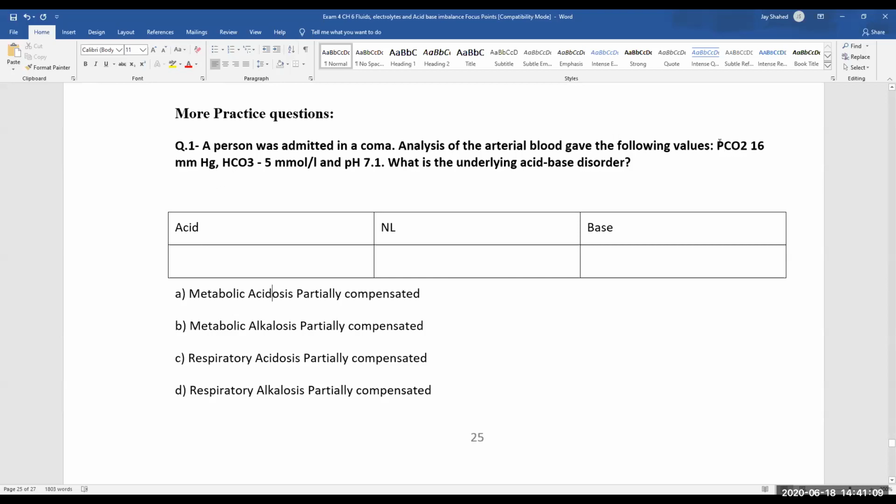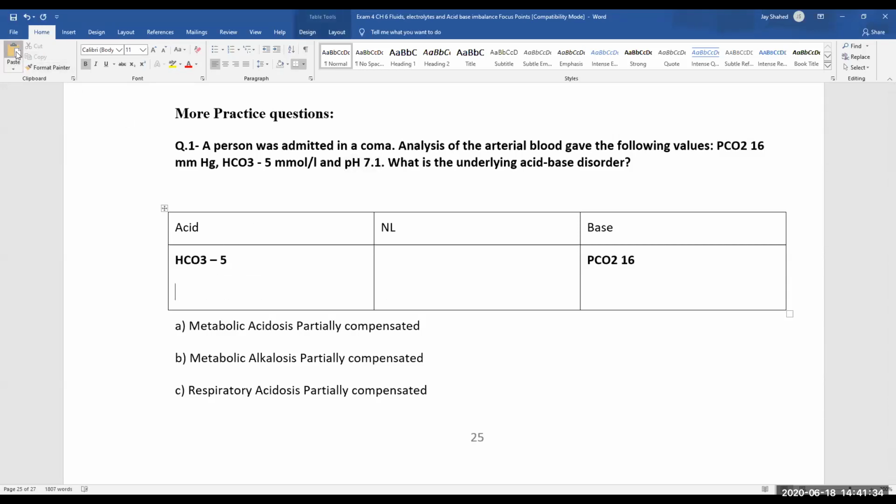So PCO2 is 16. Where does this go? Base. How about HCO3? That's acidic. Acidotic. Way acidotic, isn't it? How about this? Acidic. That's why I messed up. So your diagnosis is? Metabolic acidosis. Okay, partially compensated.